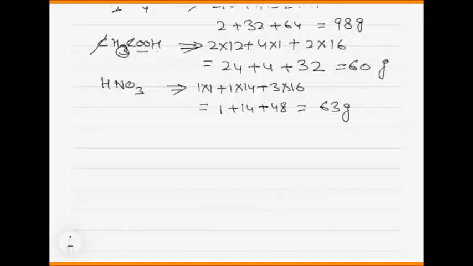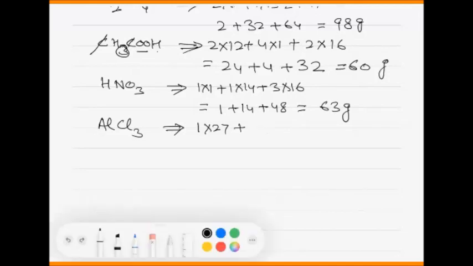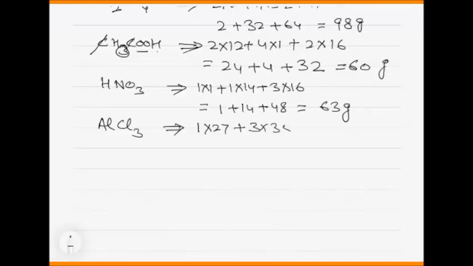After nitric acid, we have aluminium chloride. Now aluminium chloride is AlCl3. Here aluminium is 1 into 27. Refer to your table again. Chlorine is 3 into 35.5. So 27 and 35.5, multiply these two. So what you get here is 27 plus 106.5, which is 133.5 grams.